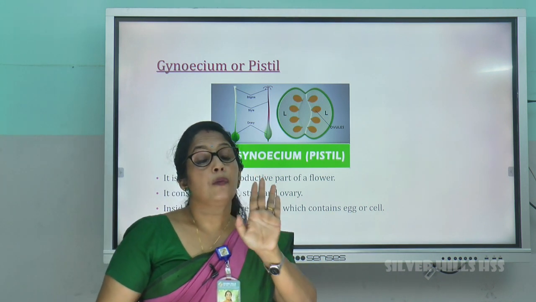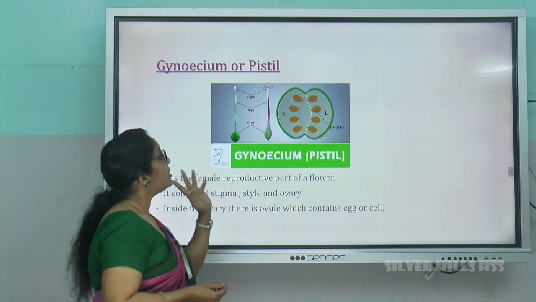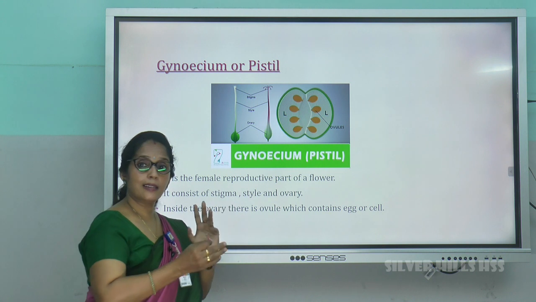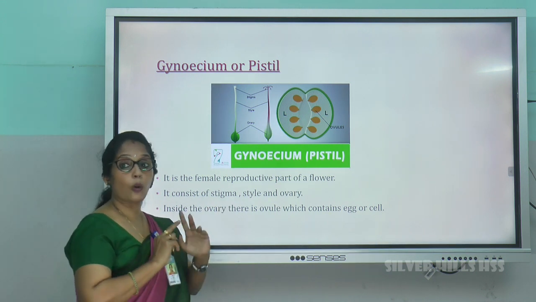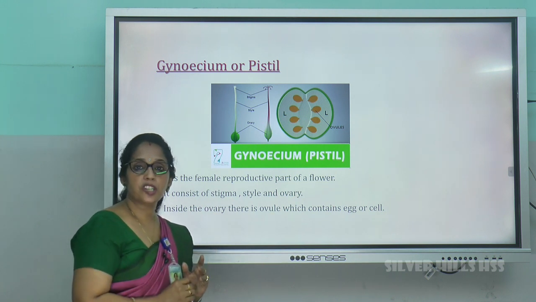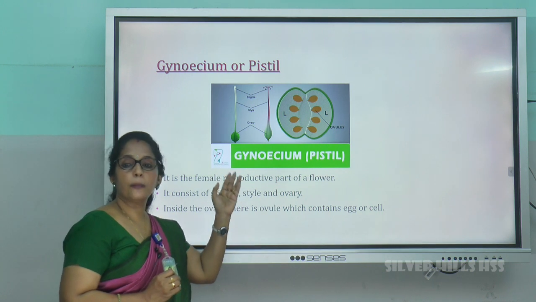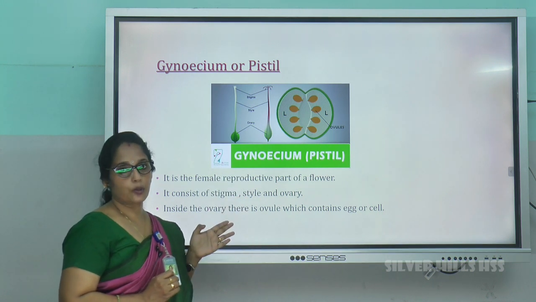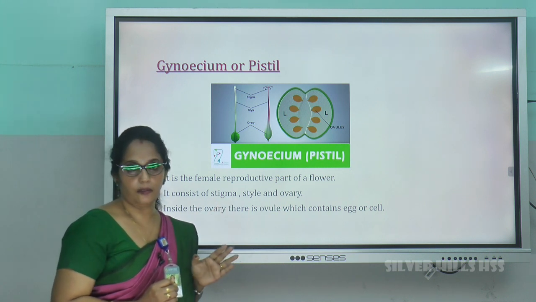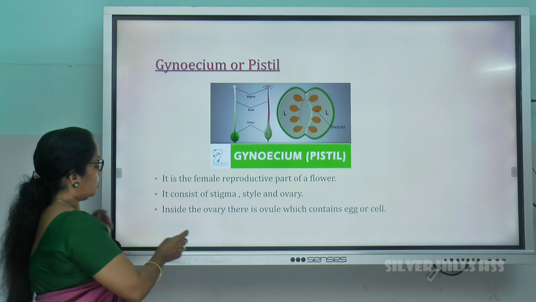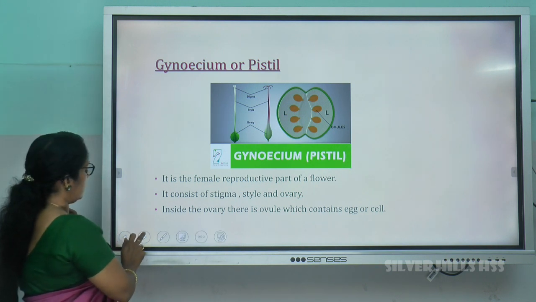So the four whorls of a flower are: the first whorl is calyx, calyx and sepal together. The second one is corolla, which is the most attractive part of a flower. The third one is androecium, and the fourth one is gynoecium. So we have studied the different parts of a flower. Now we can go through the different parts we have studied.